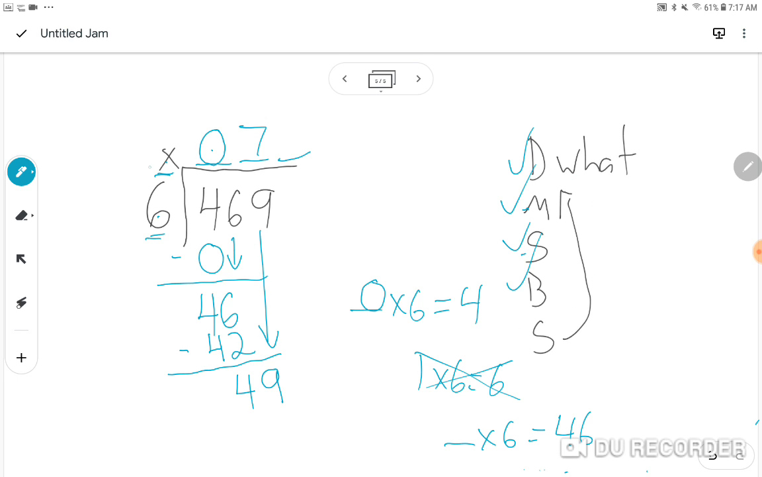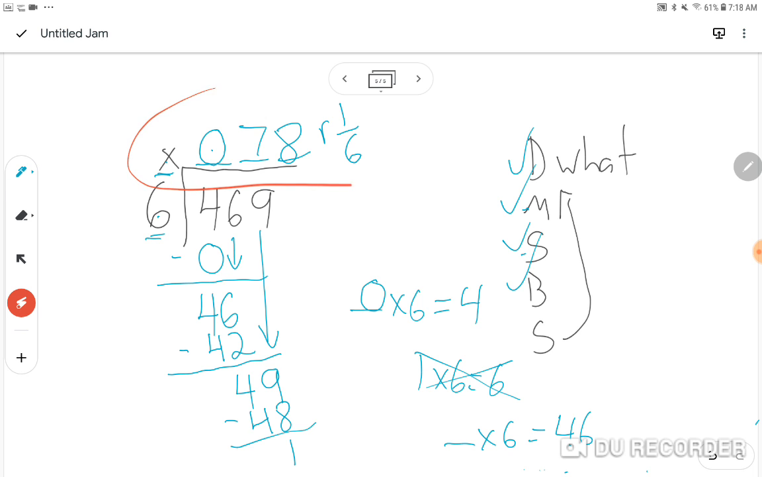Last question, what times 6 equals 49? How many 6s are in 49? Oh boy. 9 times 6 is 54. 6 times 8 is 48. So I'm going to have to do 8. You subtract, you get remainder 1. But remember, we write it as remainder 1/6. So our quotient, 5th graders, is 78, remainder 1/6.